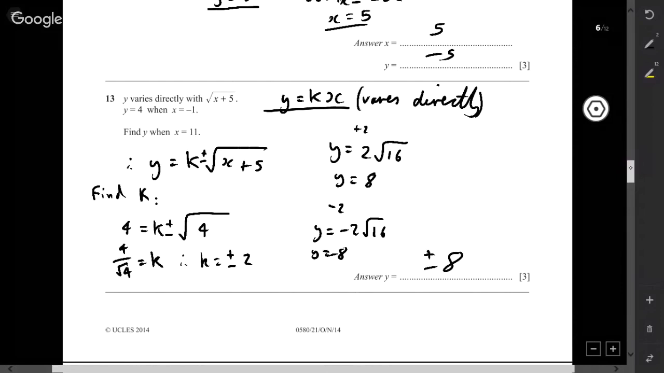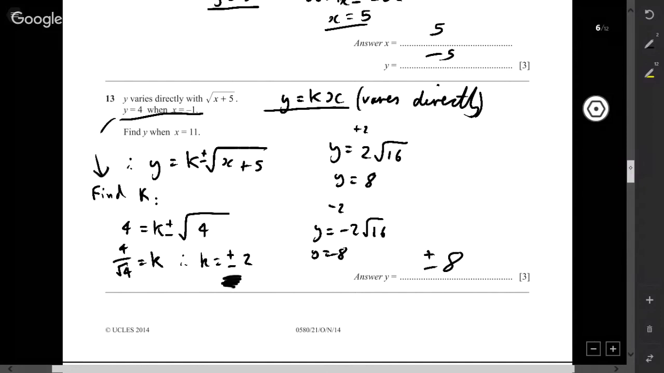It's given us y equals 4 when x is minus 1. We're going to use this information to find the value of k. So what we do is we take this equation and we substitute in 4 and minus 1 for y and x, respectively. So 4 equals k plus or minus the square root of 4. We bring the square root of 4 over and we divide 4 by the square root of 4, which is 2. So it's 4 divided by 2 is k. So k is, remember, plus or minus 2.